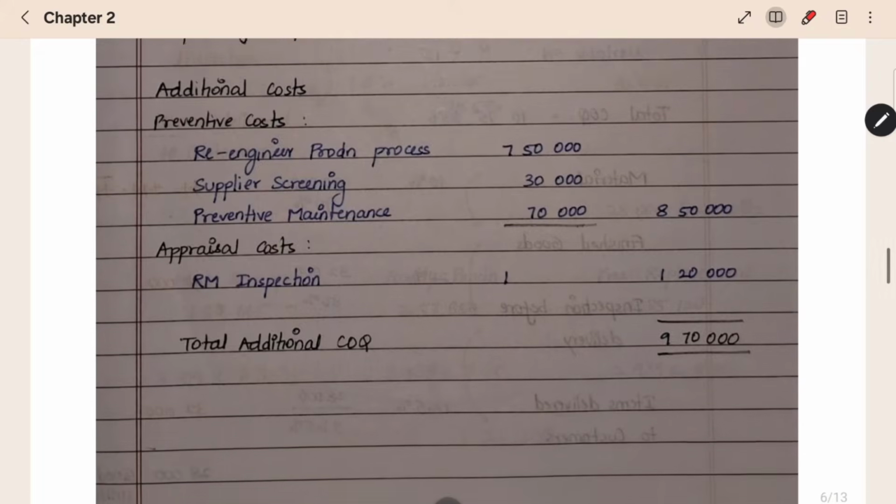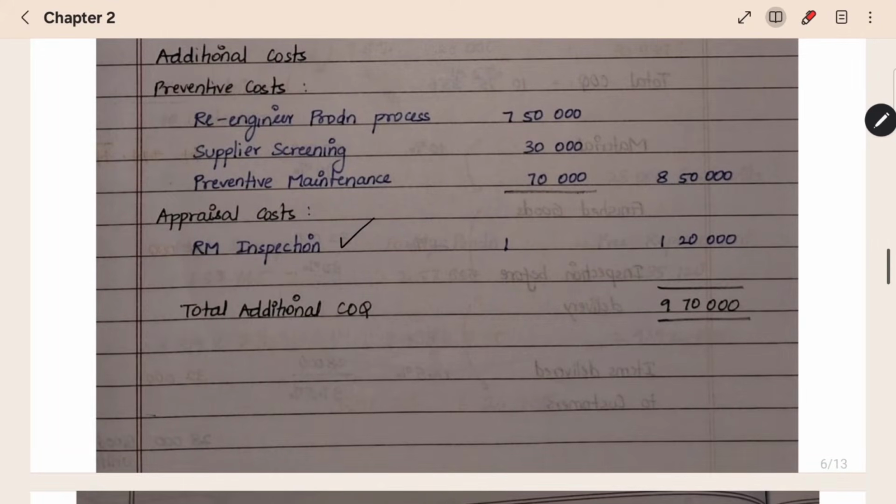The next thing is appraisal cost. For appraisal, it is a raw material inspection cost. For that, we have 1,20,000 cost. The total additional cost which we are incurring is 9,70,000 rupees.